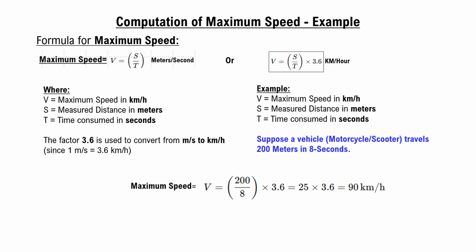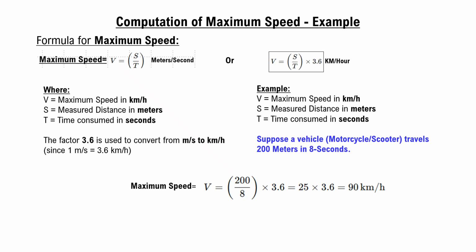Let's go through an example to compute maximum speed. As we have previously said, maximum speed V is equal to S upon T in meters per second, or V is equal to S upon T multiplied by 3.6 in kilometers per hour, where V is maximum speed in kilometers per hour, S is measured distance in meters, T is time consumed in seconds. The factor 3.6 is used to convert from meters per second to kilometers per hour.